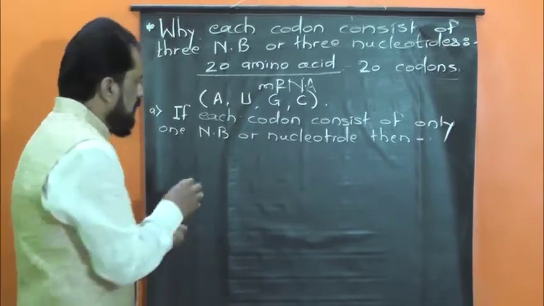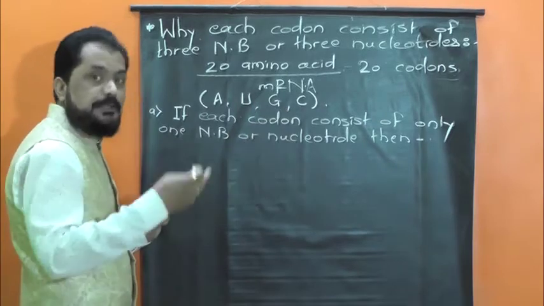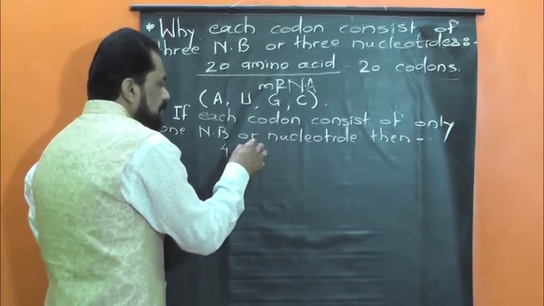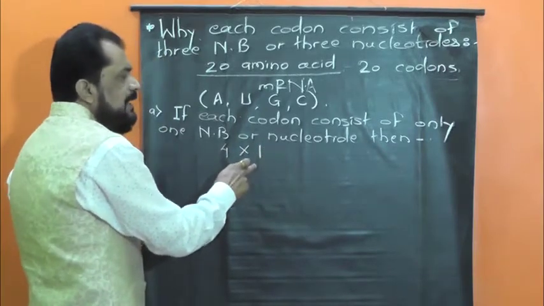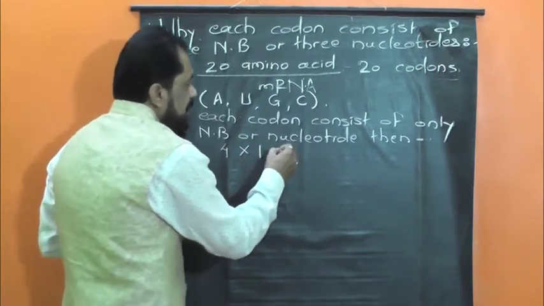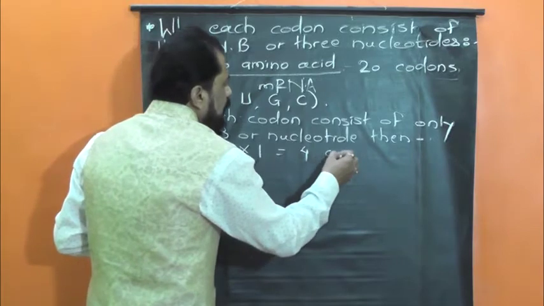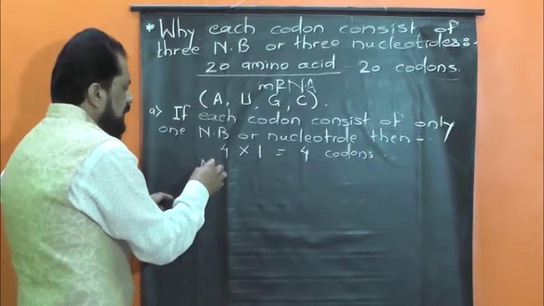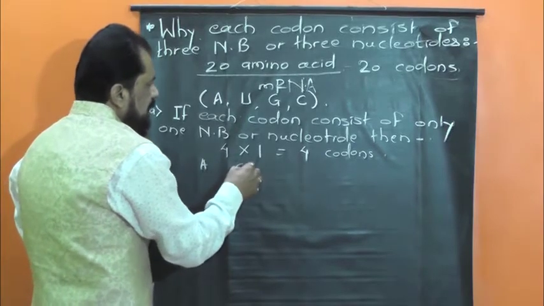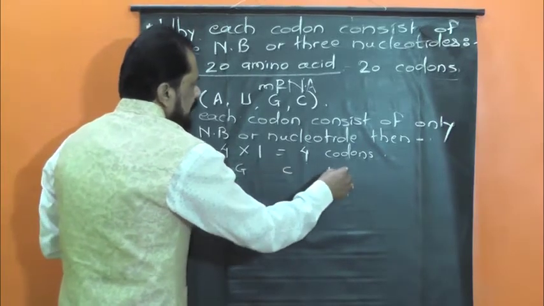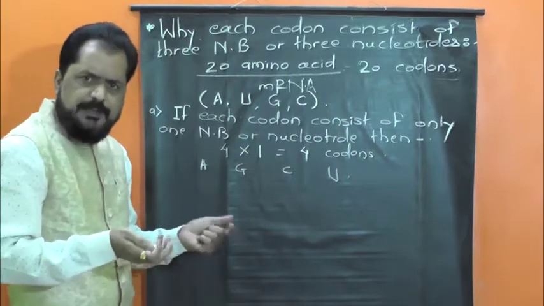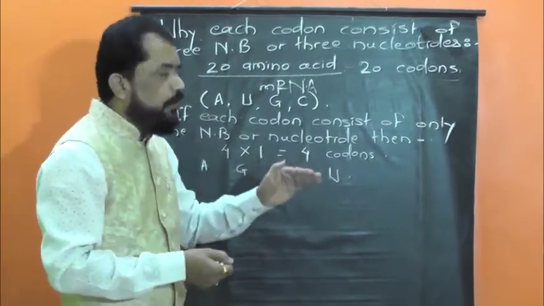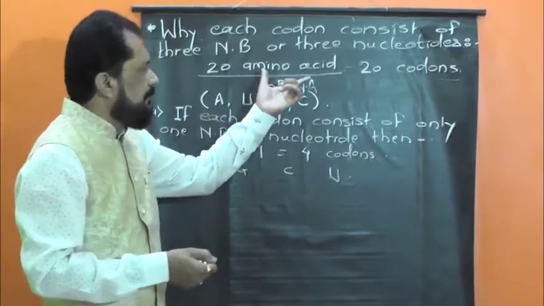Very simple. As there are 4 types of nitrogen bases and if each codon is with a single nitrogen base, then maximum 4 codons are possible. Okay, such as adenine containing, guanine containing, cytosine containing and uracil containing. And these 4 codons are not enough to specify the 20 amino acids.